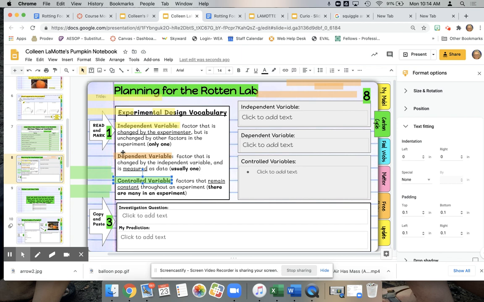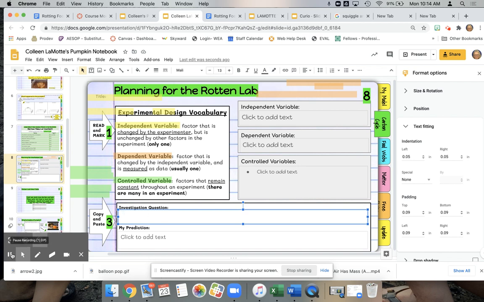In order to identify the variables in our investigation, we first need to write out our investigation question. The question for this investigation is, how does the presence of soil affect the rate at which food rots? Remember that we said the dependent variable is going to be changed by the independent. So one thing that we can do is think about what we are going to change at the beginning and which thing will be affected.